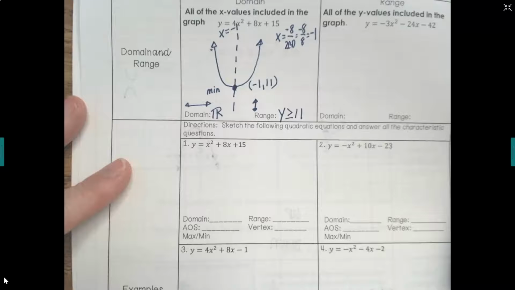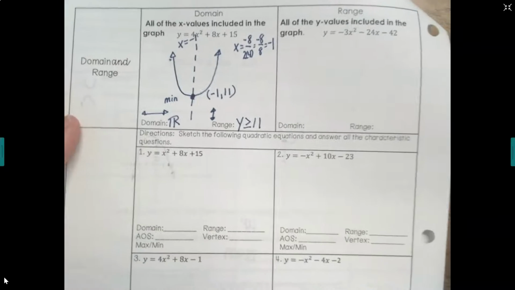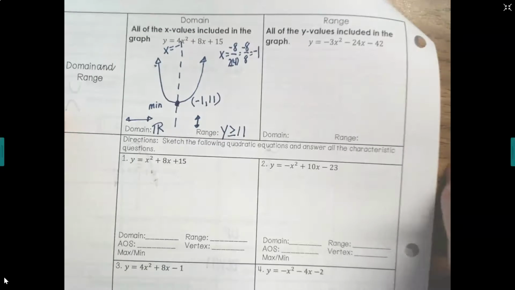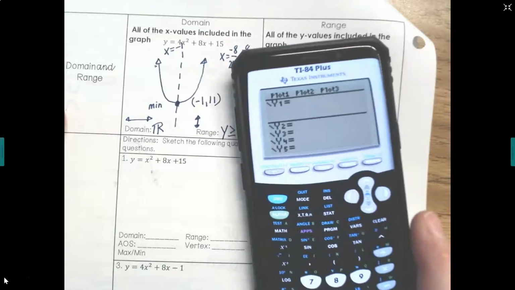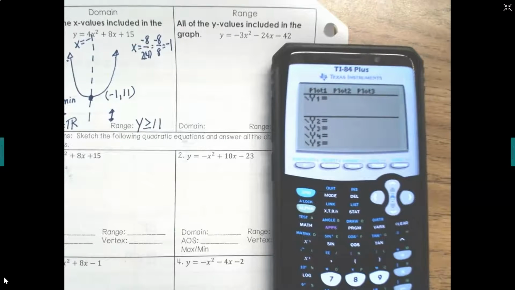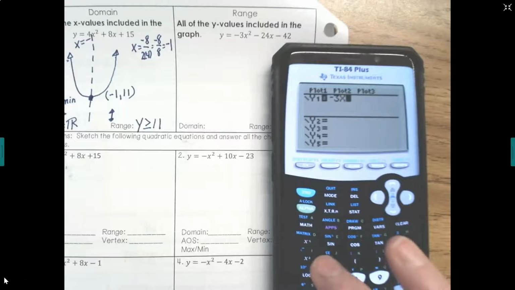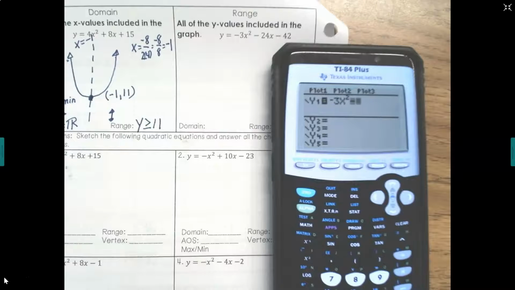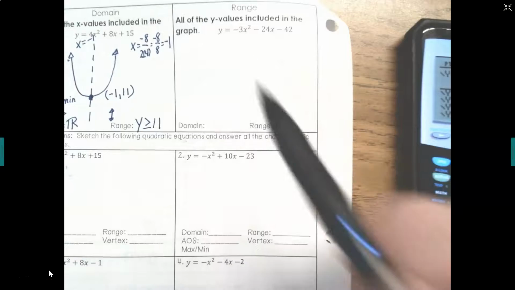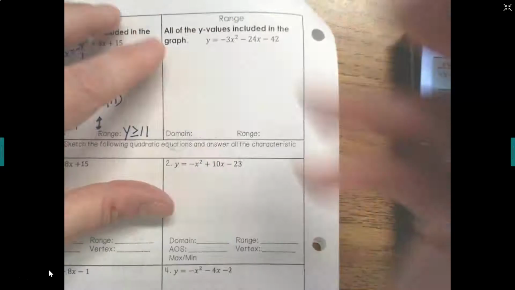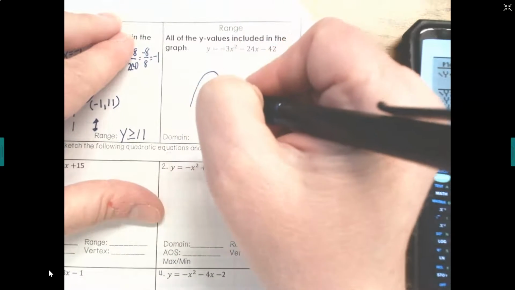Okay, let's try this again. We have a new equation, so go into y equals, clear out what is there, and put this equation in. -3x squared minus 24x minus 42. Those are some bigger numbers, but that's okay. Now I know before I even start, my a value is negative, so what I need to do is draw a downward facing parabola.